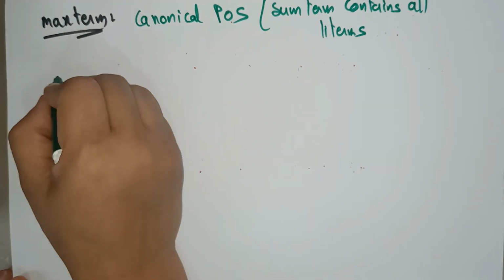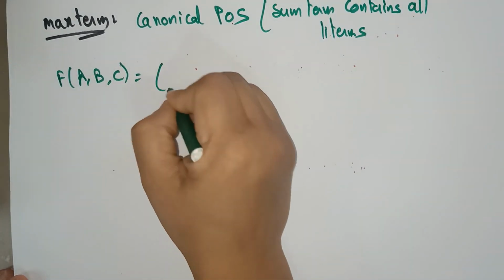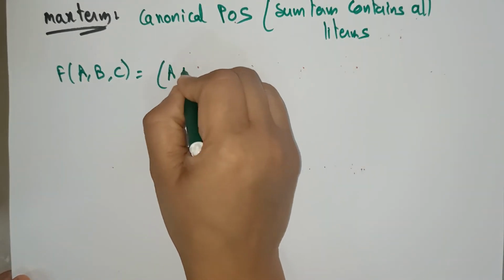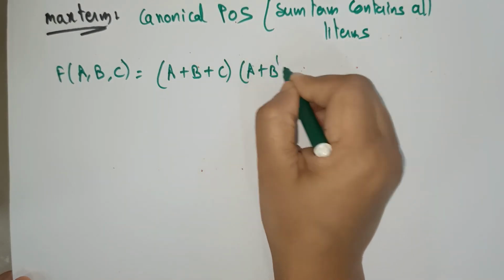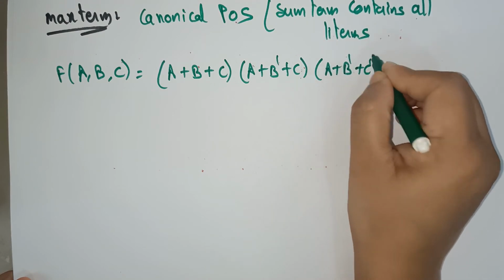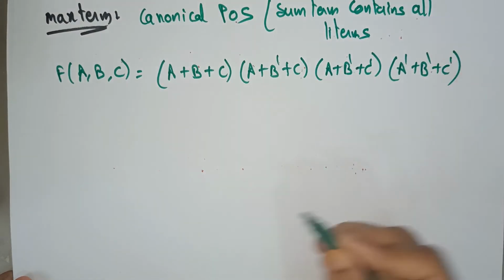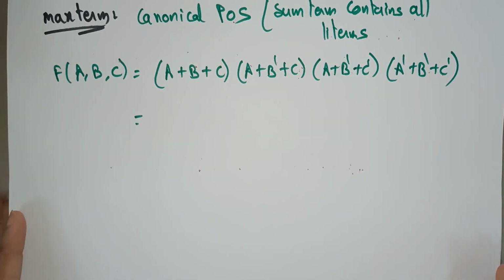So let me take one example. F of a, b, c. So this is the product of sums. This is a product of sum representation: a plus b dash plus c dash and a dash plus b dash plus c dash. So now represent this in the form of max terms. How can I represent this in the max term?